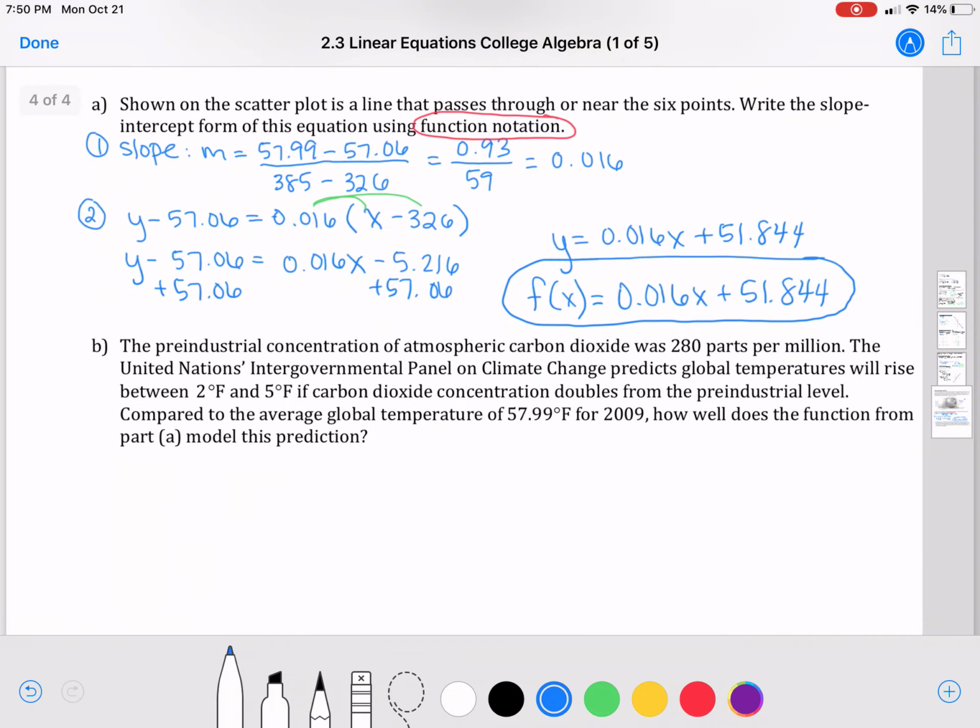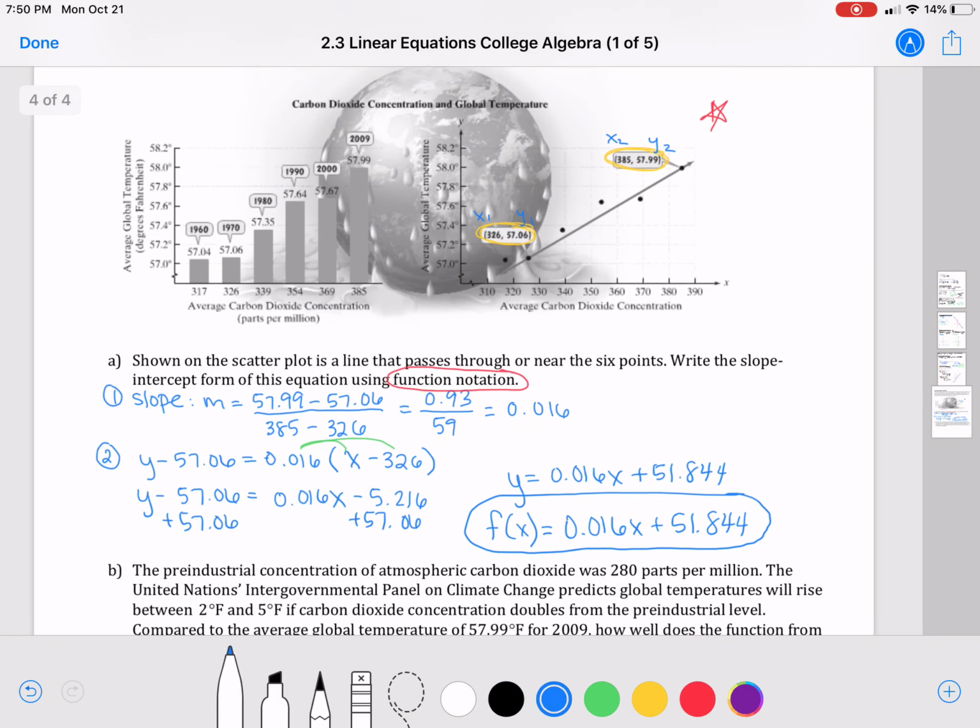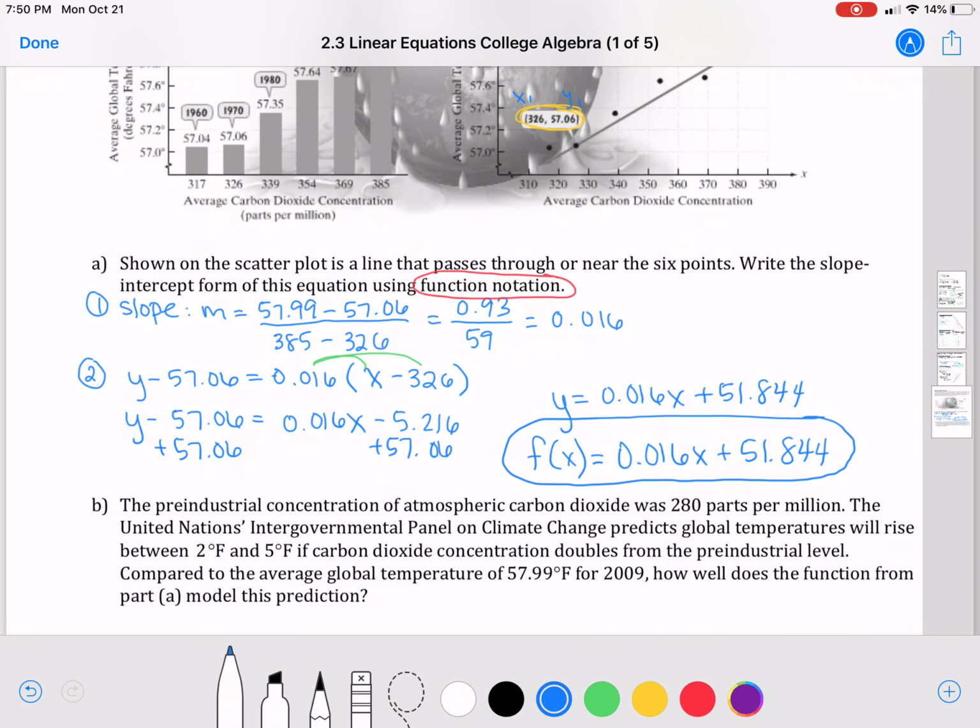So, if we look up here, we can see that our x value represents the average carbon dioxide concentration. So we're going to plug in that 280 for x and see what we get out for our average global temperature and see how it corresponds to that 57.99 degrees Fahrenheit.